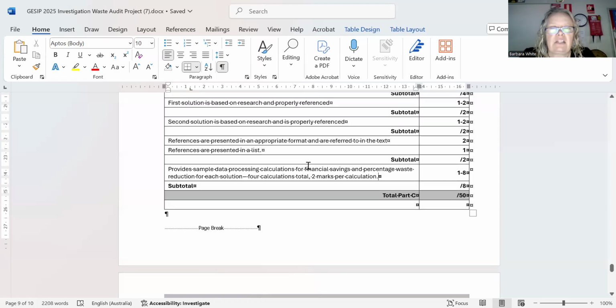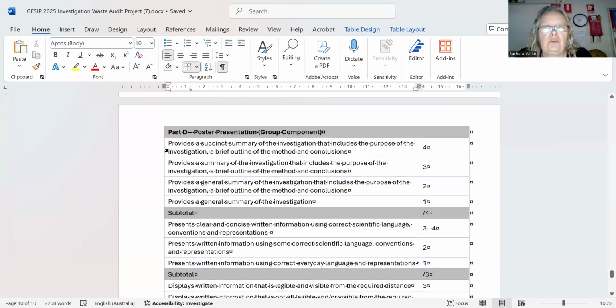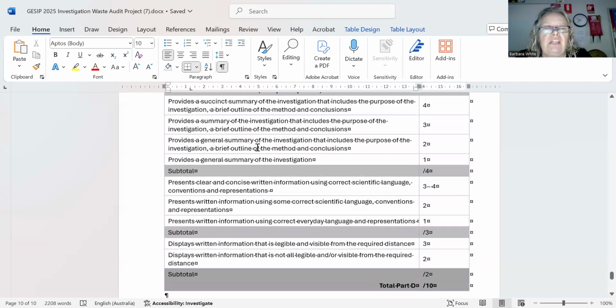Now, the next section, Part D, the poster. All I want you to do is pick a couple of the main bits from your investigation, one of your graphs, and a couple of little bits of headline that say, we make this much rubbish, we can save this much money by composting, or whatever. It's just really, really little dot points on a poster. That should be fairly straightforward.